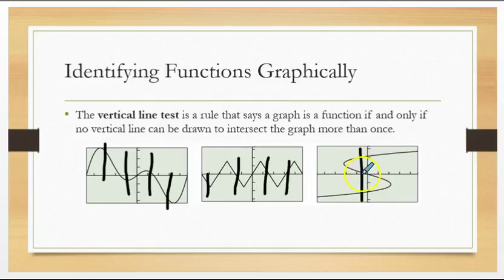Since it crossed my vertical line multiple times, we say it has failed the vertical line test, so this one is not a function. So this one would be yes, a function, and then this one would have been no, not a function, because it failed the vertical line test.